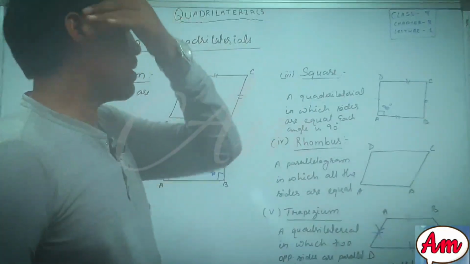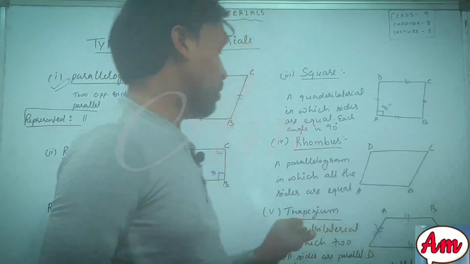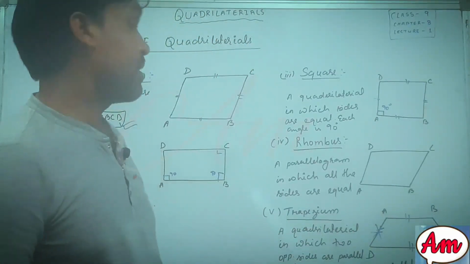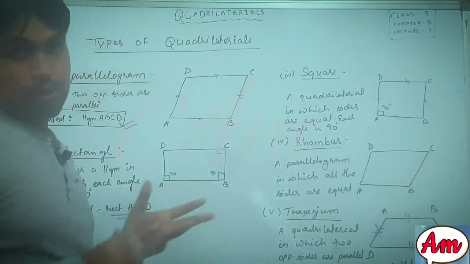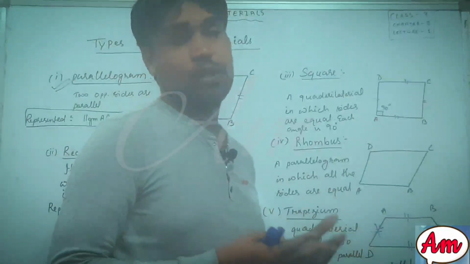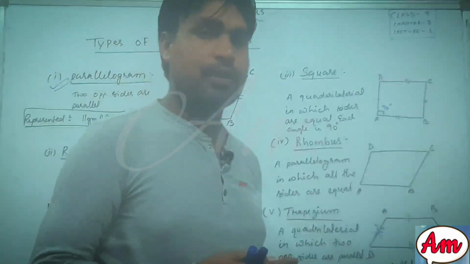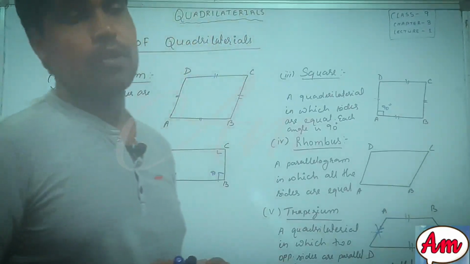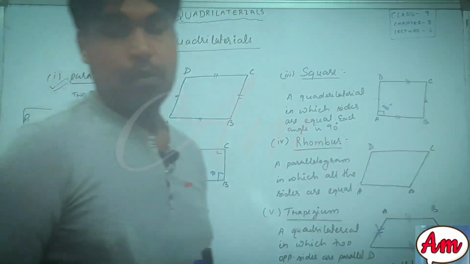Getting my point, dear students? If the sides of the trapezium are equal, then we call it an isosceles trapezium. So these are the types of quadrilaterals. We have discussed the theorem, what a quadrilateral is, and the points in that quadrilateral. We have discussed all those. Now it's time for us to switch to the exercise and do some exercise problems.